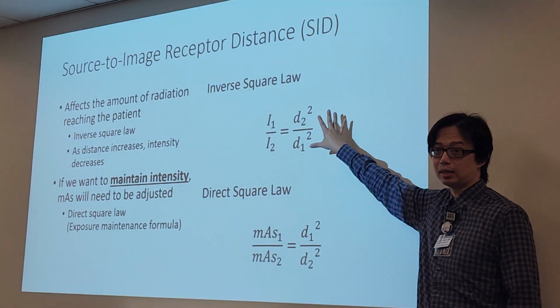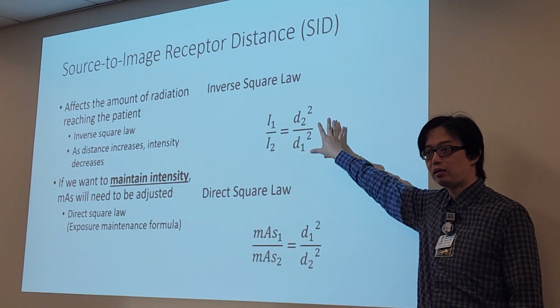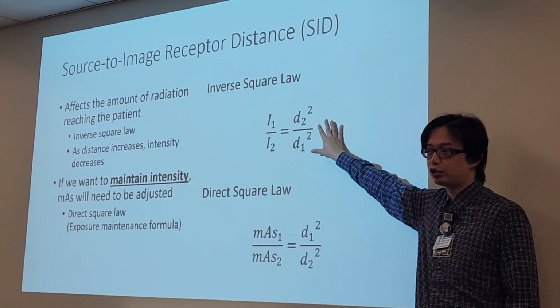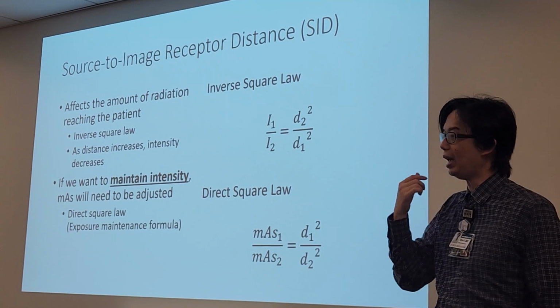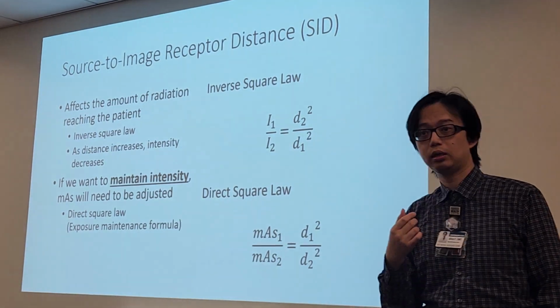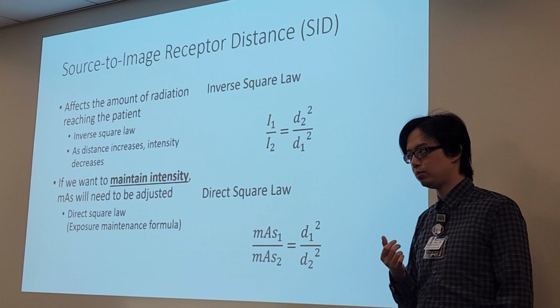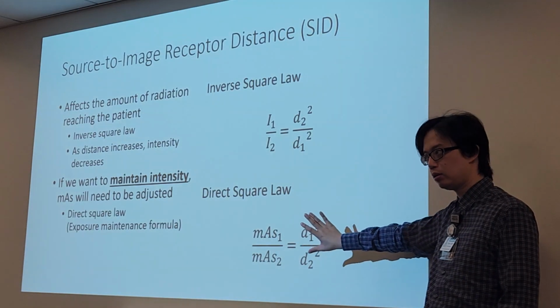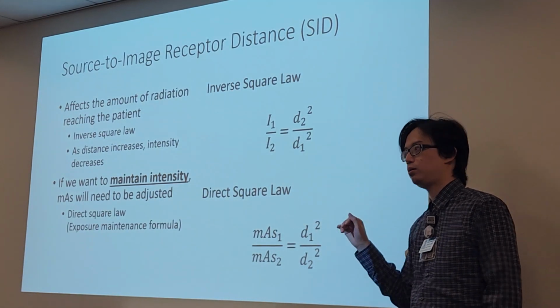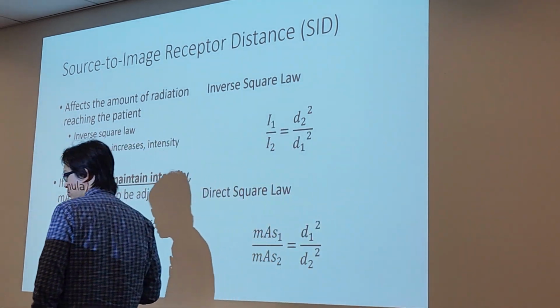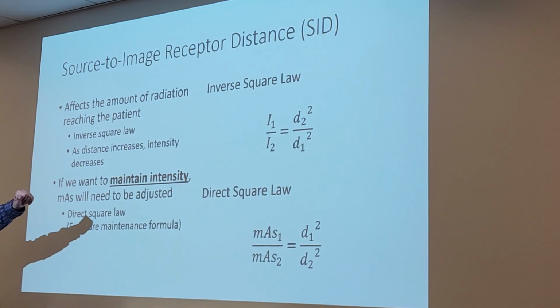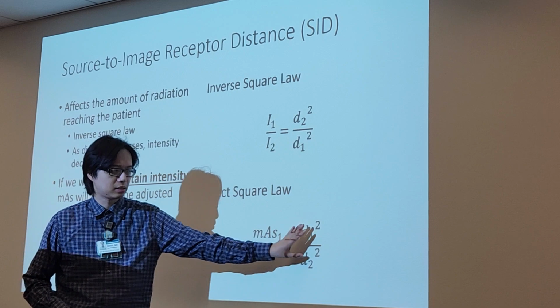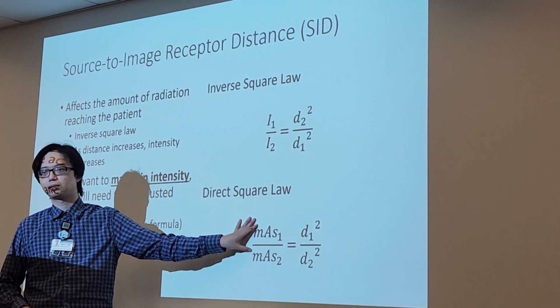If we're talking about intensity, number of X-rays, how many X-rays reach the IR? Inverse square law. But if we're talking about what mass we should use to keep the intensity the same, now we're doing maintenance. Maintenance is direct square law. Good. So if you increase the distance for the direct, you increase what? The mass. Okay, thank you.